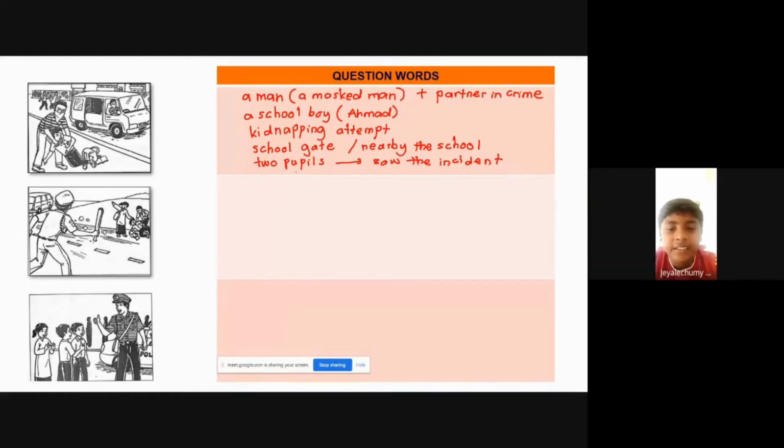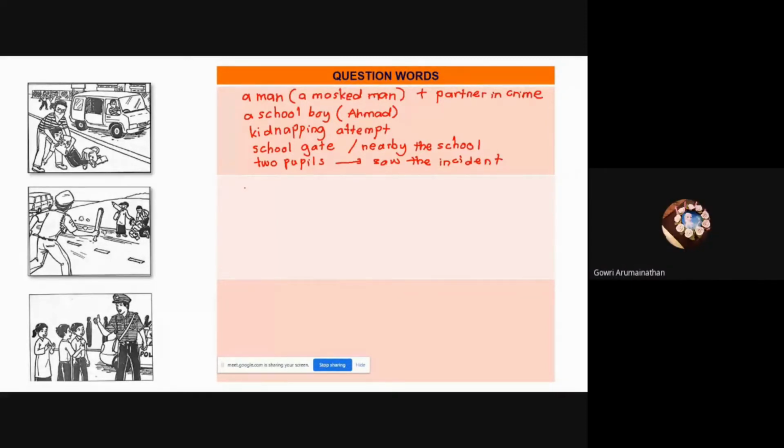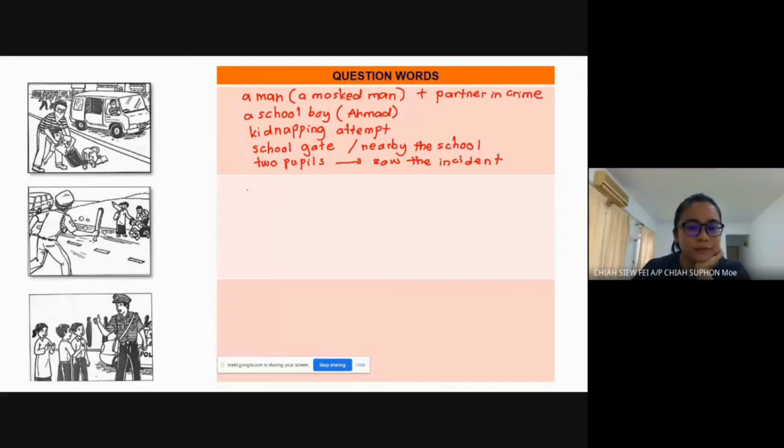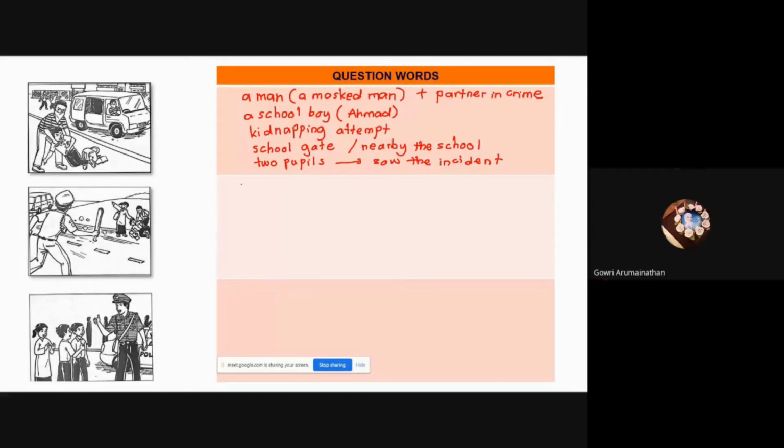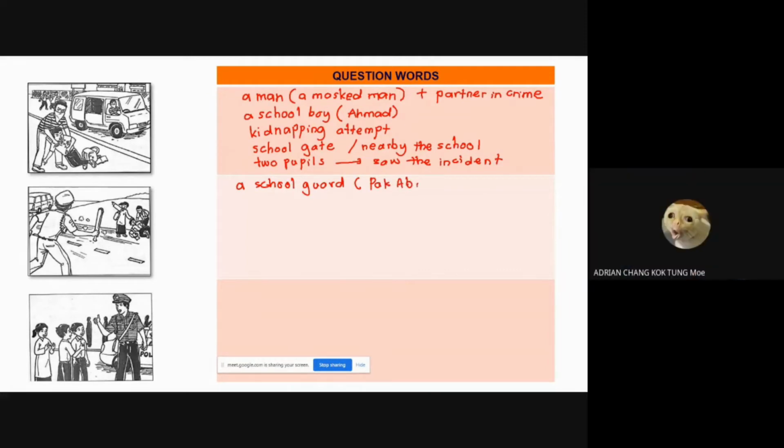Police officer. A policeman. Security guard. Is it the police? You look at the uniform. No, it's a guard. A guard. Okay, guard, right? A school guard. Okay. Okay, let's name this school guard. Let's say Pak Abu. Okay. All right, Pak Abu, the school guard.